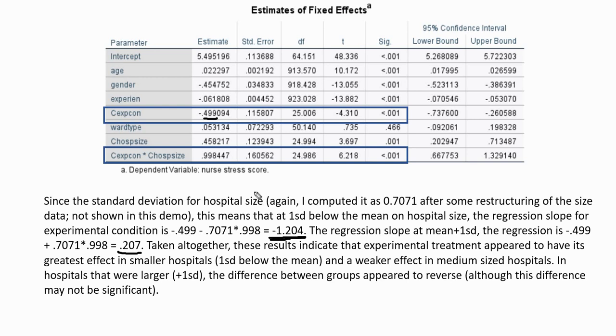So the slope is becoming less negative and basically increasingly positive. And essentially what that's telling me, particularly given the values at the mean and one standard deviation below the mean on the hospital size variable, is that as hospital size increases, the difference in the treatment effect appears to be becoming weaker. So in a nutshell, the effect of the treatment variable on ward level stress appears to be strongest with the smaller hospitals.